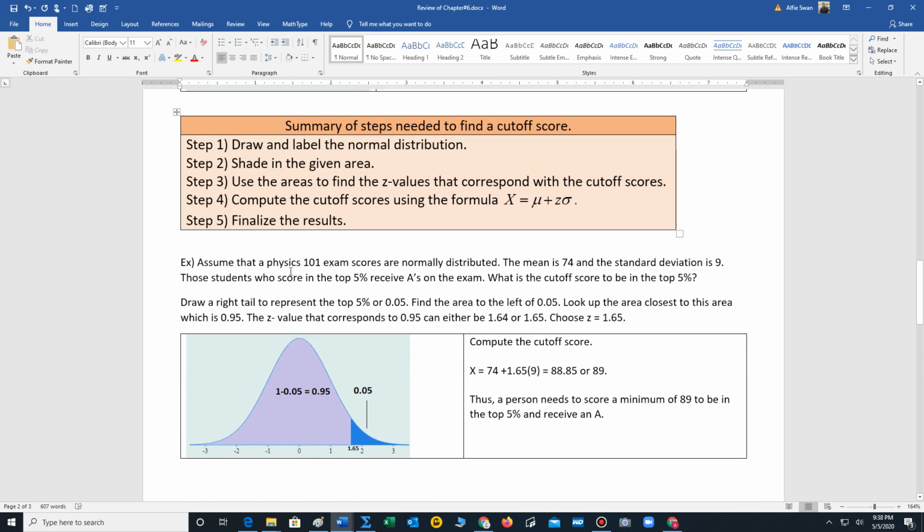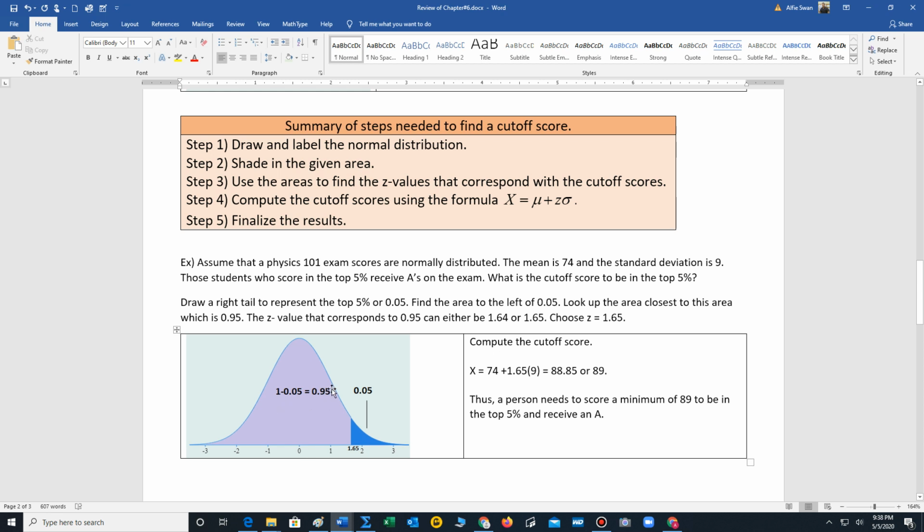So let's assume that Physics 101 exam scores are normally distributed. The mean is 74, standard deviation is 9. Those students who score in the top 5% receive A's on the exam. What is the cutoff score to be in the top 5%? So this area on the right side represents the top 5%, or 0.05. We take 1 minus 0.05 to get 0.95. That's the area to the left.